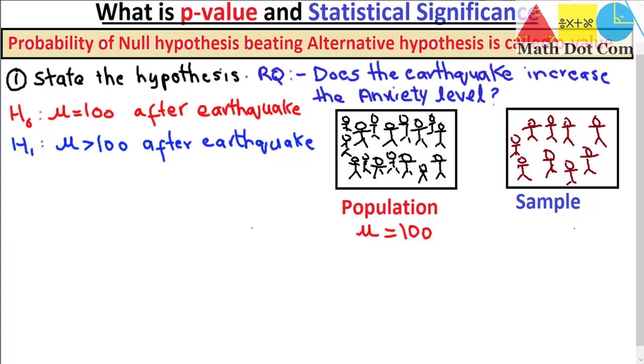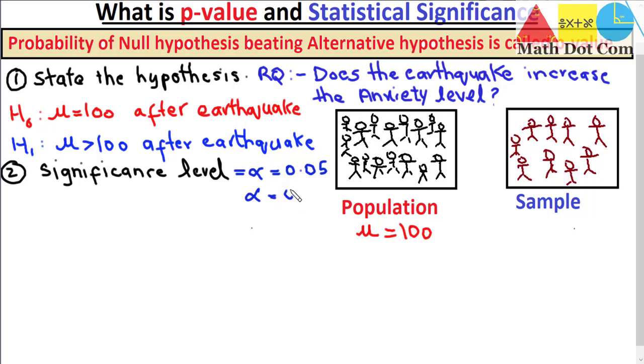After that, the second step is we have to mention the significance level. Now what is that? Our second step is the significance level, which is basically alpha. It is basically a threshold of the p-value, like it could be 0.05 or 5%, or alpha equal to 0.01, that is 1%, or 0.1, that is 10%.